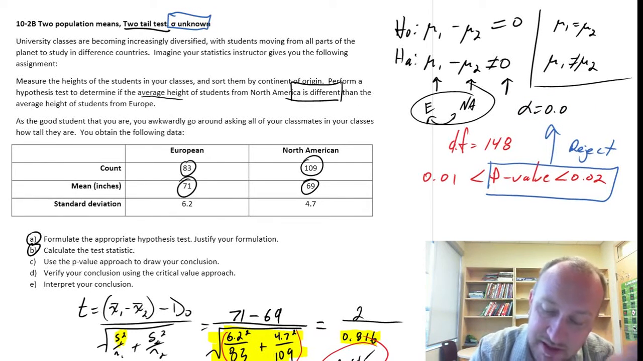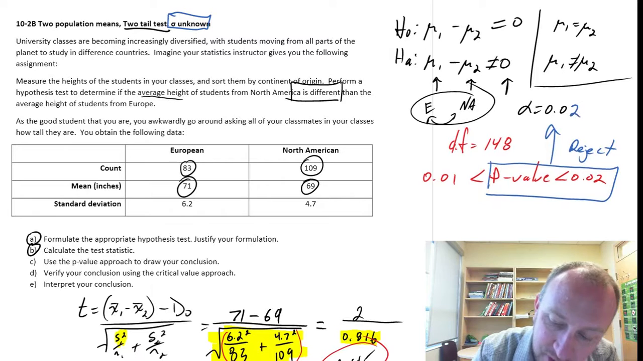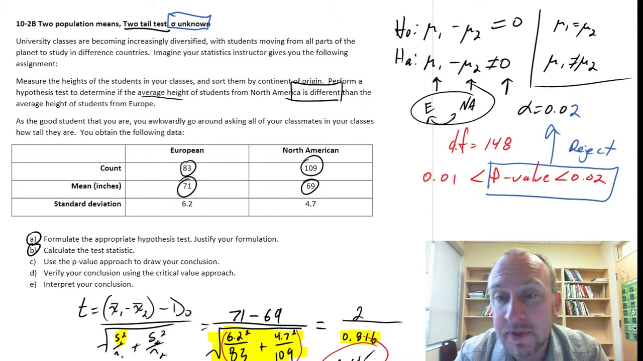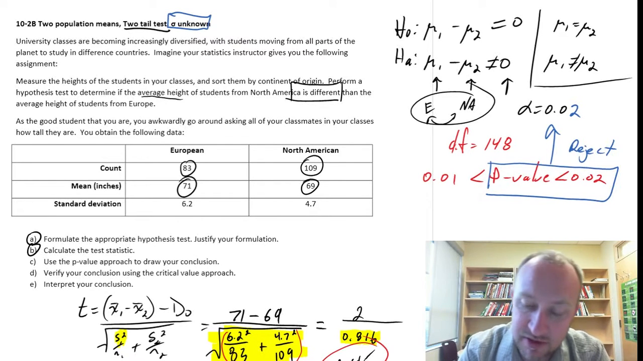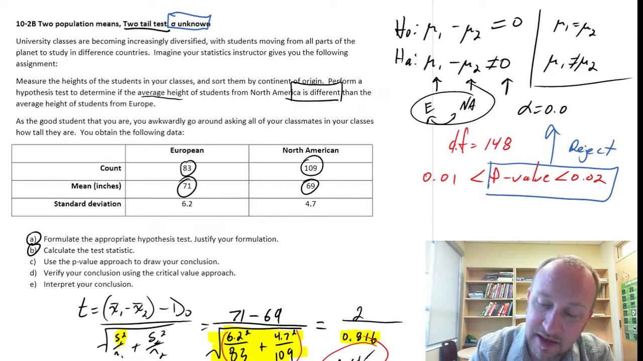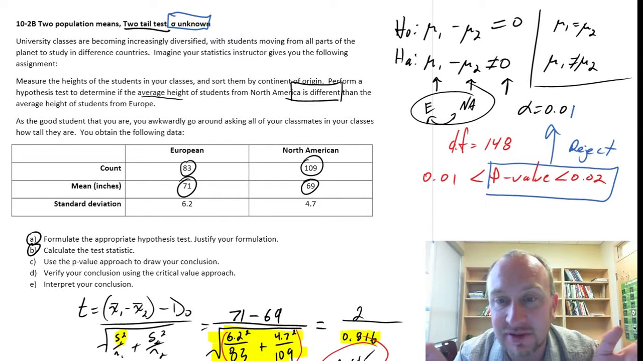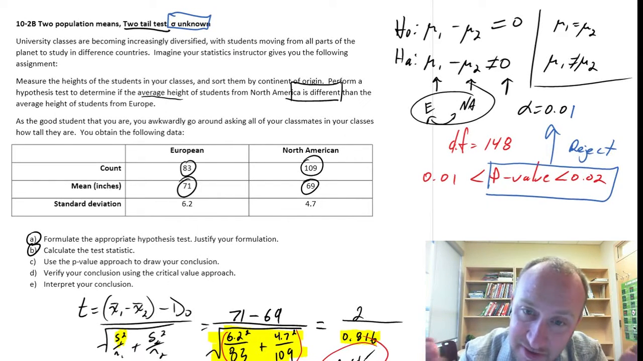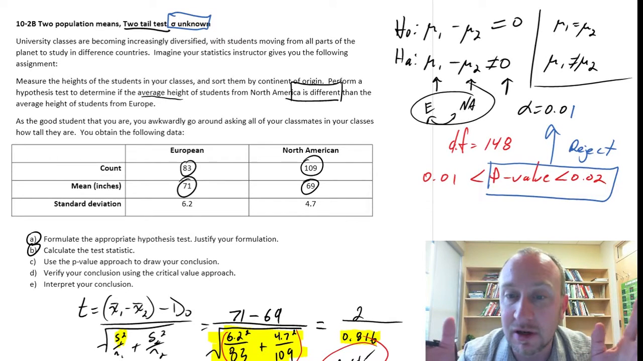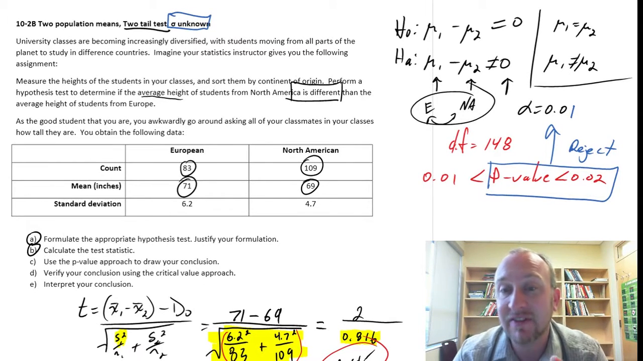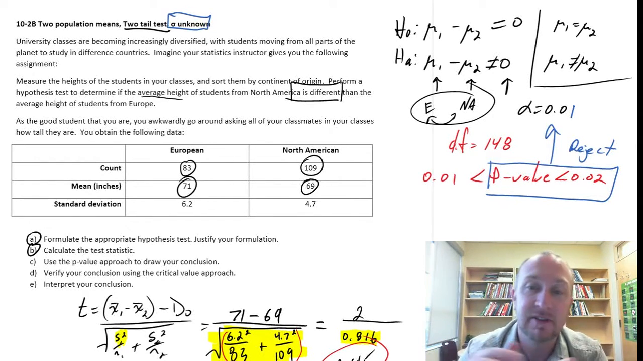In fact, we would still reject this test if we performed it at the alpha 0.02 level of significance as well. If we were to perform this test at the alpha 0.01 level of significance, now that's going to just completely change our conclusion. Suddenly at that level of significance, we would no longer reject. In other words, we would have insufficient evidence at that level of significance to reject.